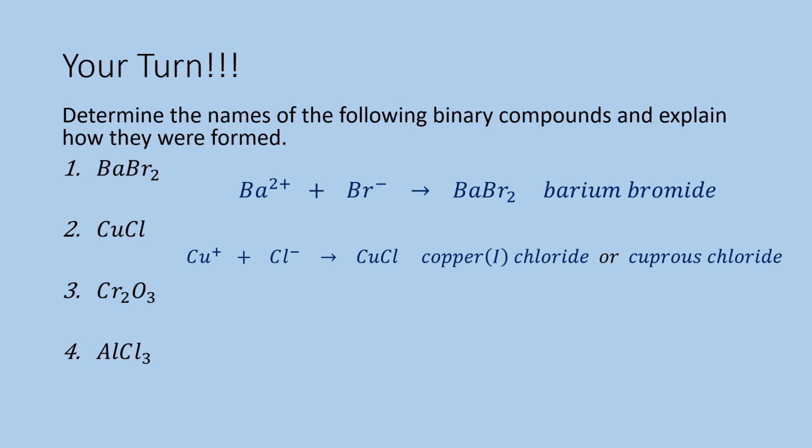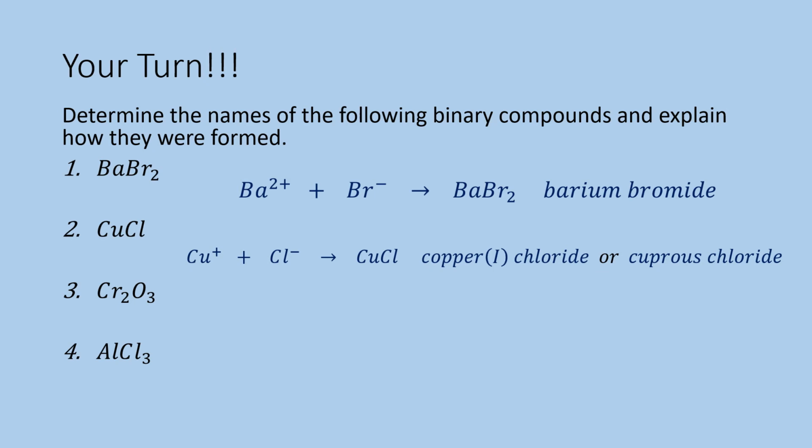For number 2, CuCl, we can name this in two ways. This compound is actually formed by combining copper with lower oxidation or charge, which is +1, and chloride -1. So the formula will become CuCl. Using the stock system, we can name this compound as copper 1 chloride, or using the old system, this is cuprous chloride.